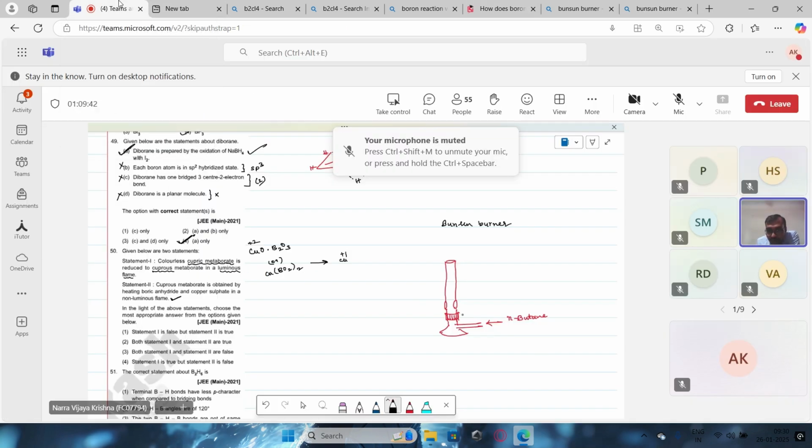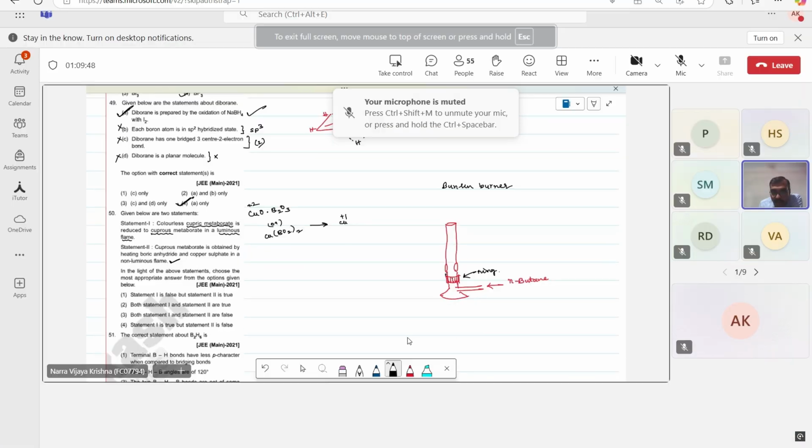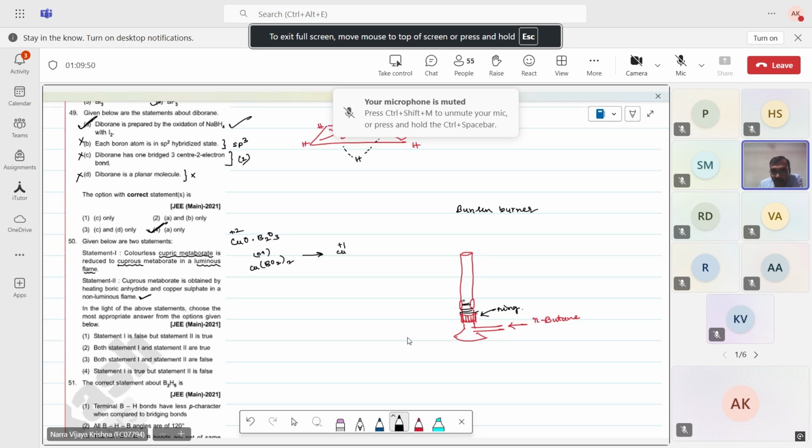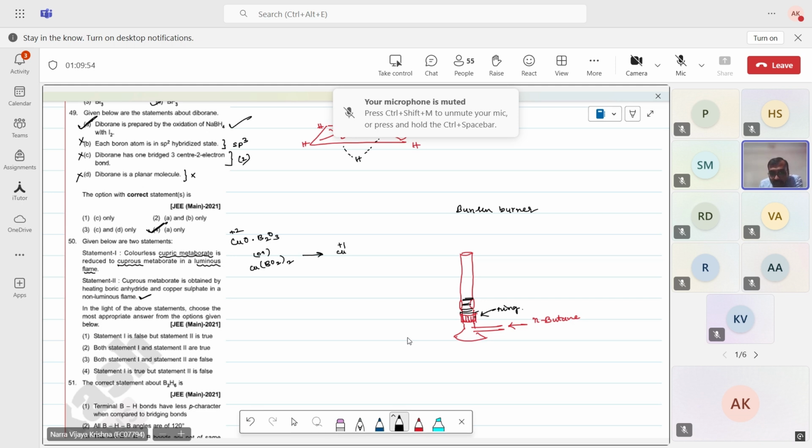Now, what is the purpose of this ring? You will have screws here. Right? So if I rotate that, the ring may close this, or if it is down, it will open it. So, sir, that air hole will change the amount of oxygen. Correct. So when I close it, there is no sufficient supply of oxygen.